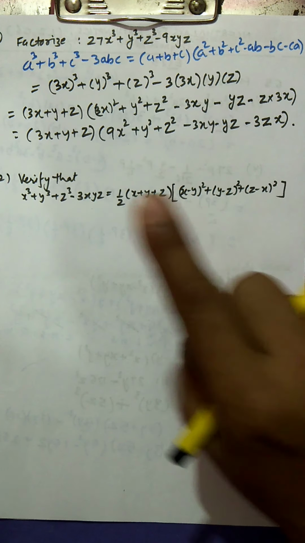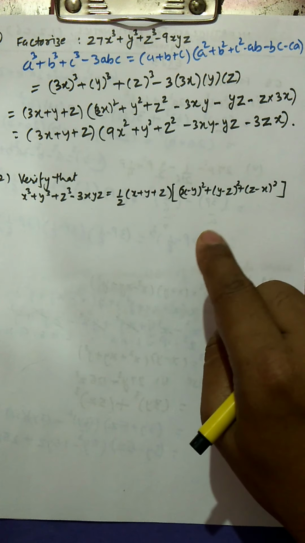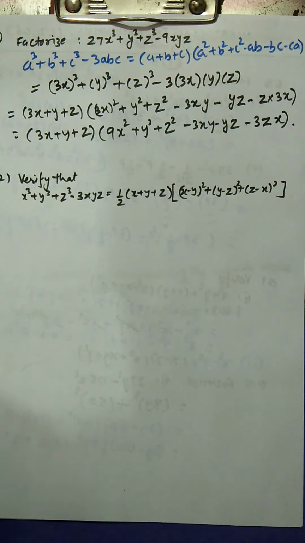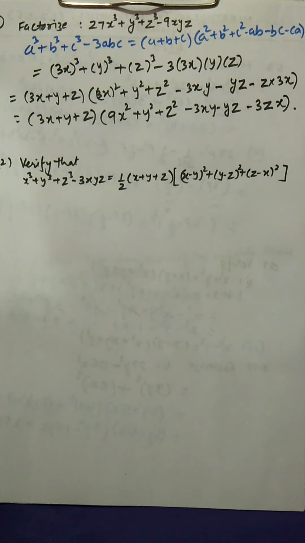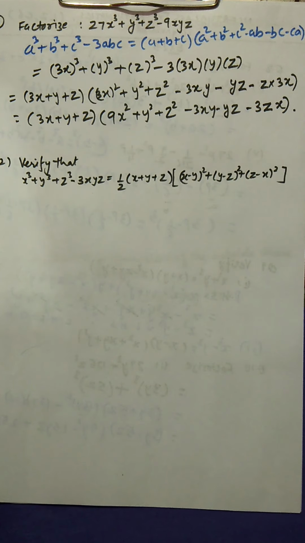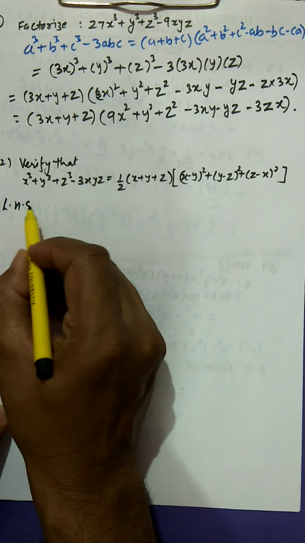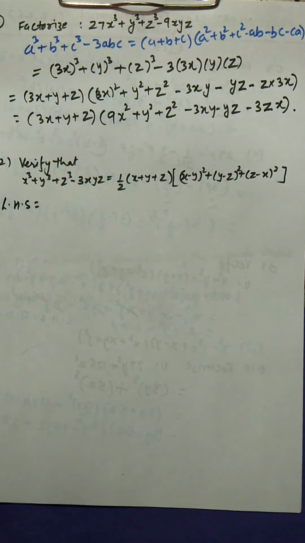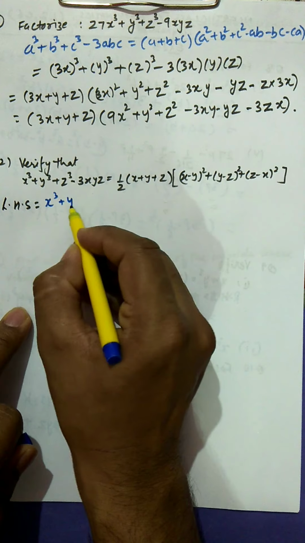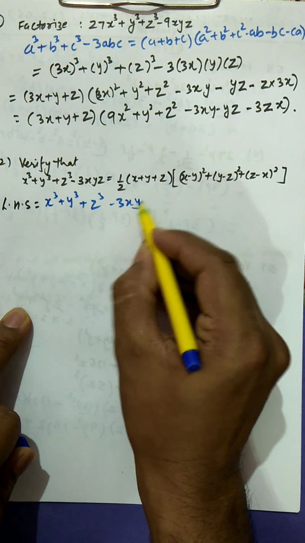First way, that you take LHS and show LHS equal to RHS, or you can use your RHS and show this is equal to LHS. So the choice is yours how you take it. So now I have decided that I'll go with my LHS. So I'll take LHS. My LHS is x cube plus y cube plus z cube minus 3xyz.